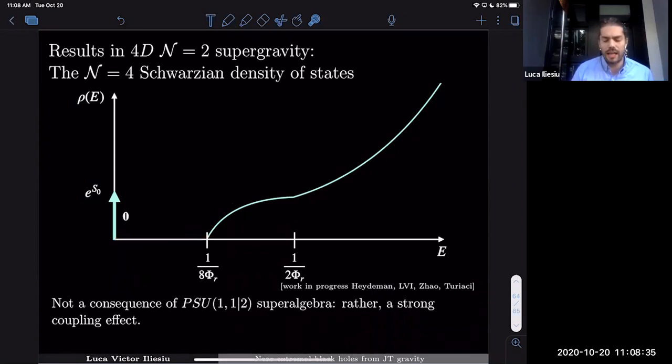And I want to emphasize that this phi r, this scale that I mentioned previously, doesn't appear anywhere in the PSU(1,1|2) superalgebra. That's a dimensionful parameter. So this is not a consequence of studying the PSU(1,1|2) superalgebra and imposing some unitarity constraint or something like that. Rather, this is actually a strong coupling effect that comes from integrating out the Schwarzian and SU(2) degrees of freedom.